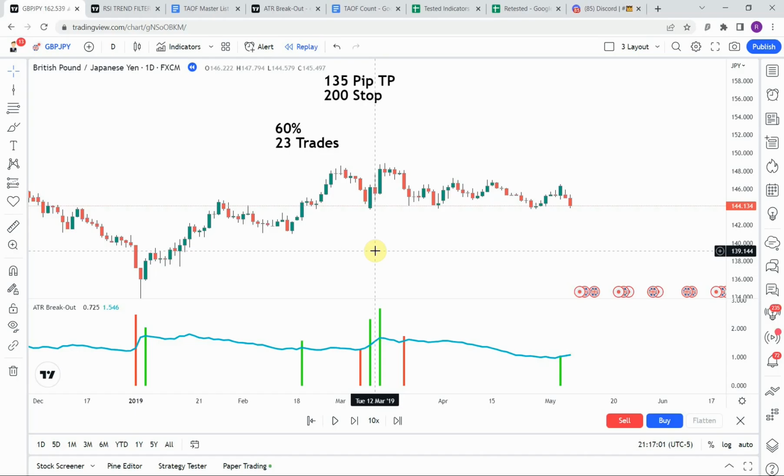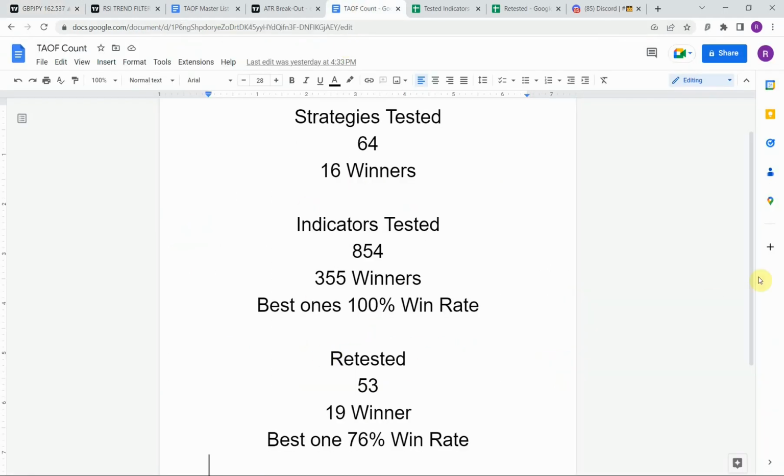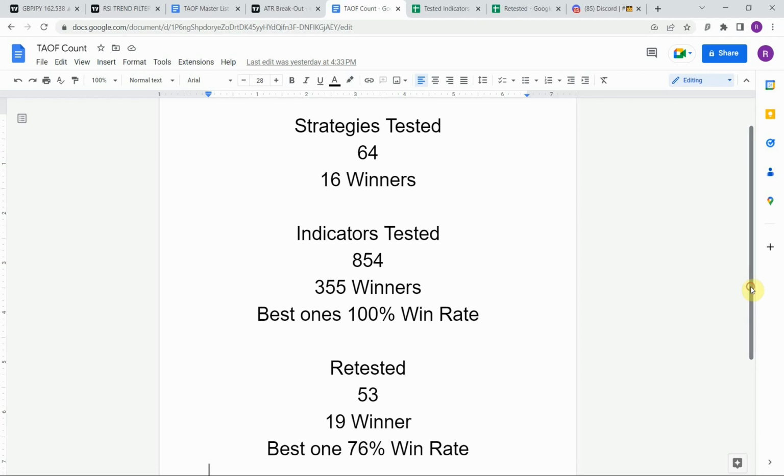Alright, as I said, today we will be looking at an advanced testing of the ATR breakout indicator. Before we do though, I wanted to put the testing scoreboard up for everyone to see. So to date, we have tested a total of 64 different strategies, with 16 of them being profitable. We've also tested a total of 854 indicators, with 355 of them being winners. The best ones so far were able to achieve a 100% win rate.